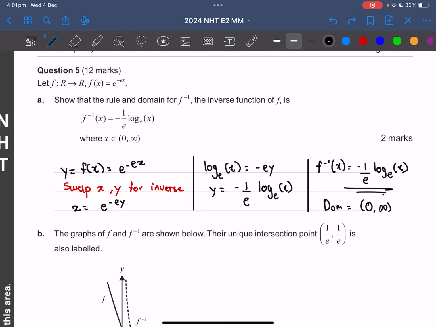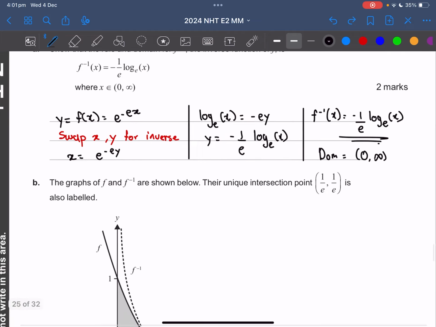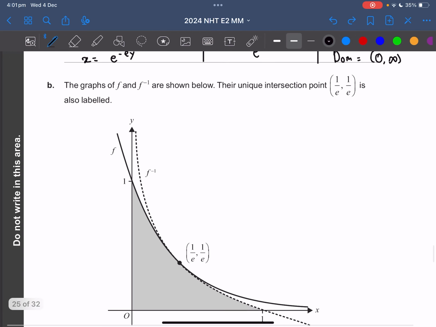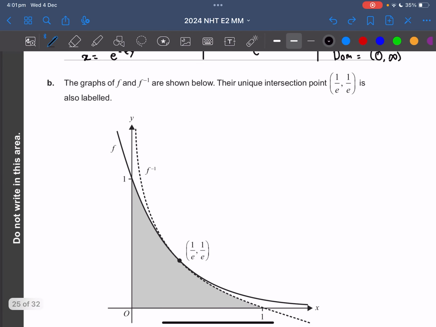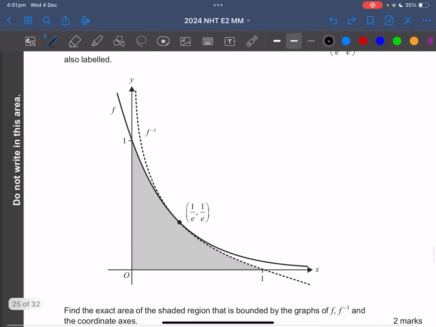Okay, so the graphs of f and f inverse are shown below. The unique intersection point 1 on e, 1 on e is also labeled. Cool.